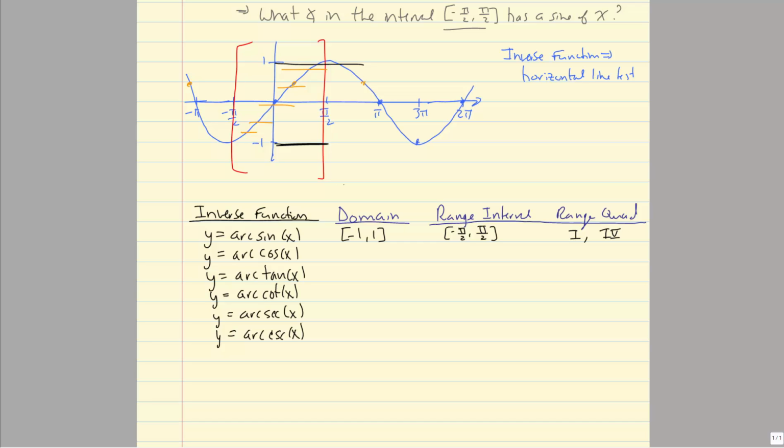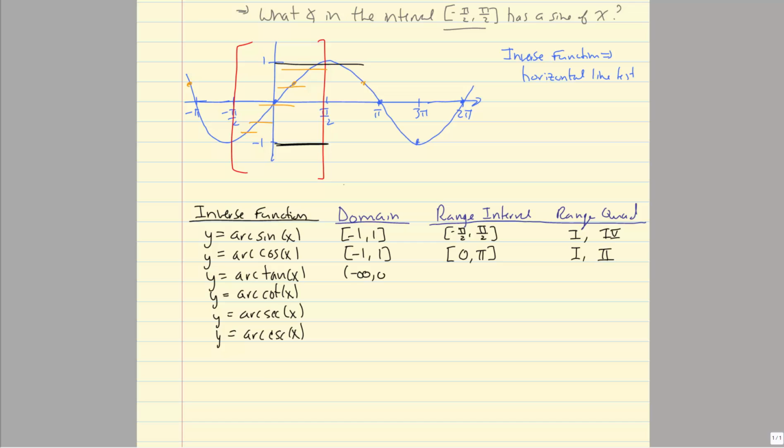Now for arc cosine, my domain is still -1 to 1, because remember, the domain of the inverse is the range of the original. However, I have to restrict this one from 0 to pi, because with negative to positive pi over 2, what ends up happening is it doesn't pass the horizontal line test. So the quadrants here are 1 and 2. And we're going to work a lot of these problems so it'll be a little bit more clear.